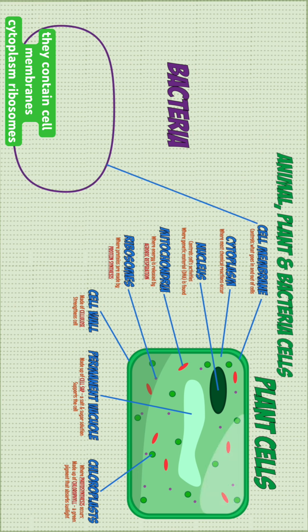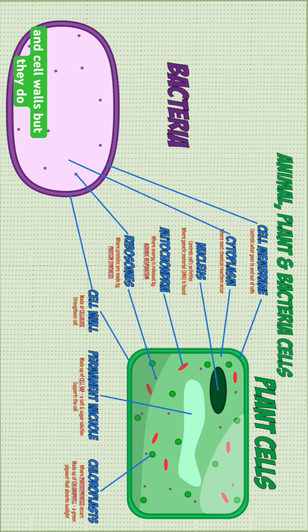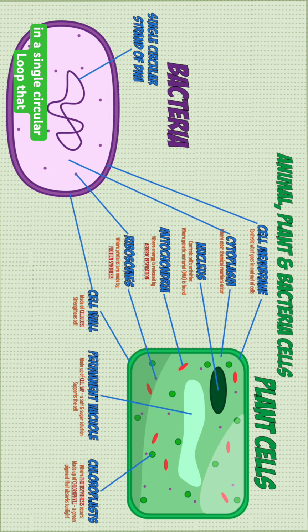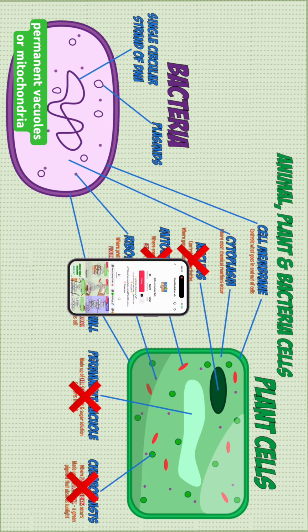They contain cell membranes, cytoplasm, ribosomes and cell walls, but they do not have a nucleus. Instead, most of their genetic material is found in a single circular loop that floats around in the cytoplasm. The rest is found in small rings of DNA known as plasmids, which also float around in the cytoplasm. They do not have nuclei, chloroplasts, permanent vacuoles or mitochondria.